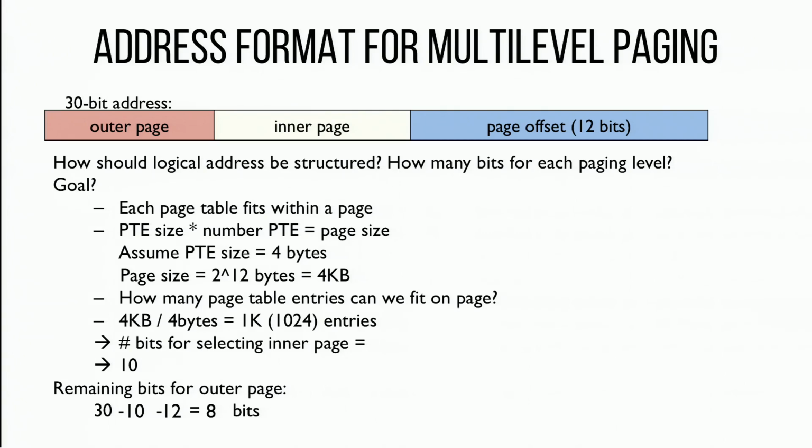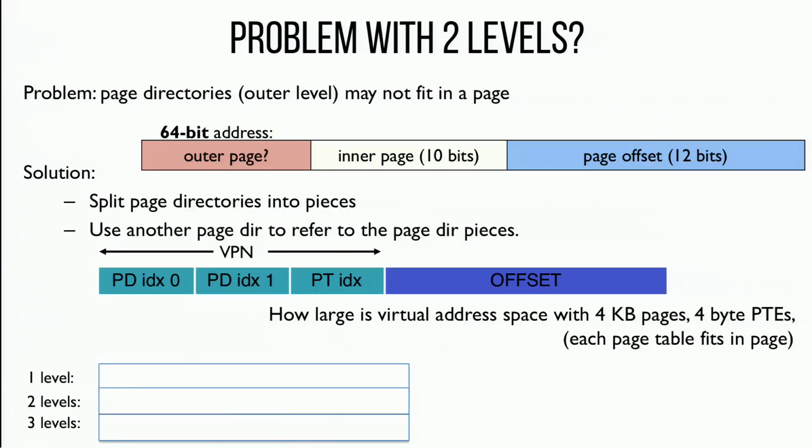So does the motivation for that make sense to everybody, that we need to make those inner page tables fit within a page? Okay. Now, the problem is we don't have 30-bit addresses these days. We might have a machine with 64-bit addresses. So what are you going to do there? We are not just going to have 2 levels of page tables. We will probably have 3 levels.